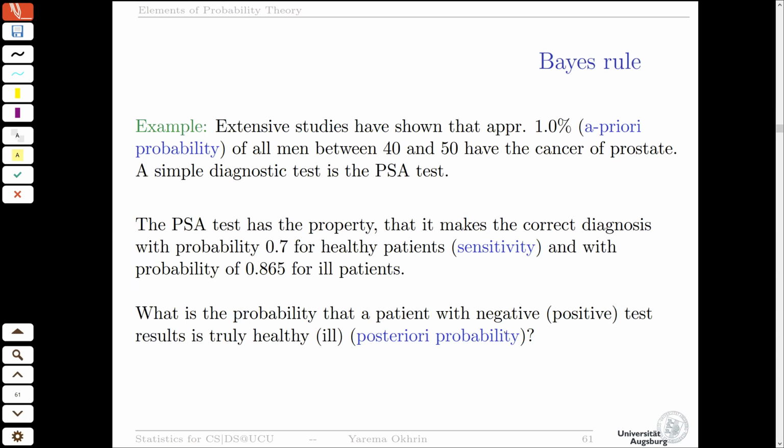Those probabilities can really be computed with high precision because they have been tested on tens of thousands and hundreds of thousands of people. Now the question is, what is the probability that a patient with a positive test, meaning the test tells that the person has cancer, really is ill, really has cancer?